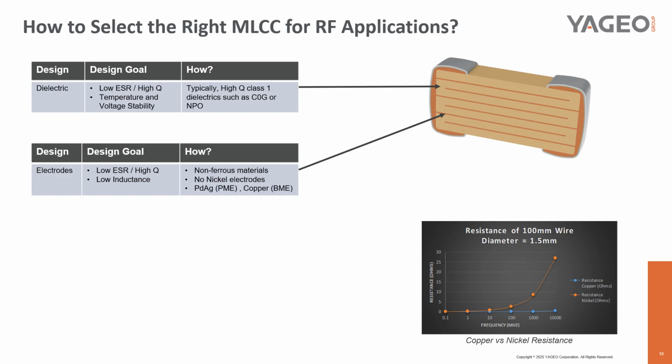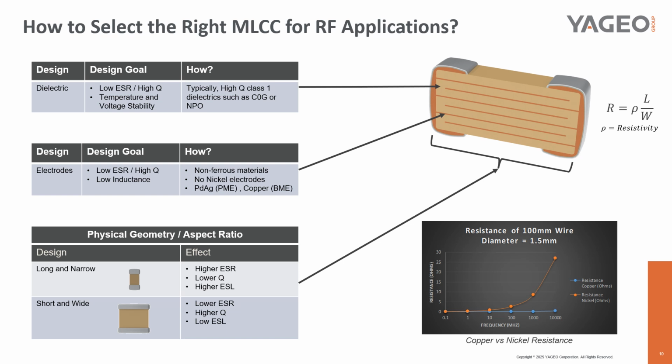To illustrate this, we have a plot measuring the resistance of a 1 millimeter copper wire compared to a wire made from nickel. At low frequencies, say below 1 megahertz, the resistances are pretty similar and overall very low. But as we move into higher frequencies and increase this frequency point into the RF range, we can see that the ESR of nickel starts to increase dramatically. This is due to the ferrous properties of nickel, and when designing RF capacitors, we stay away from it. So, no nickel.